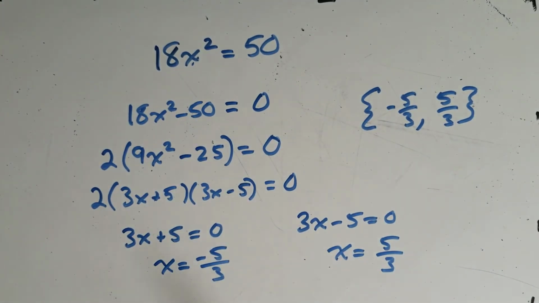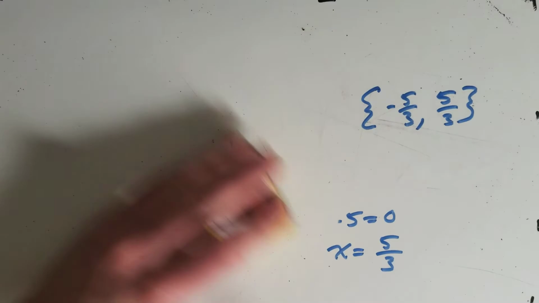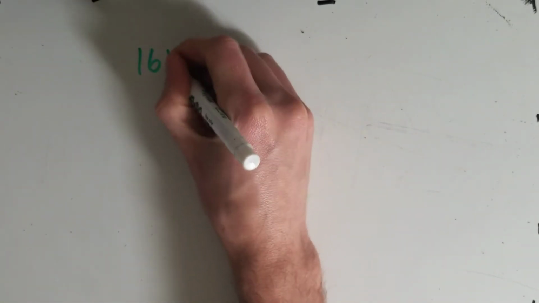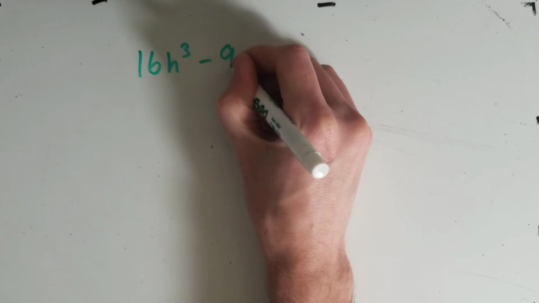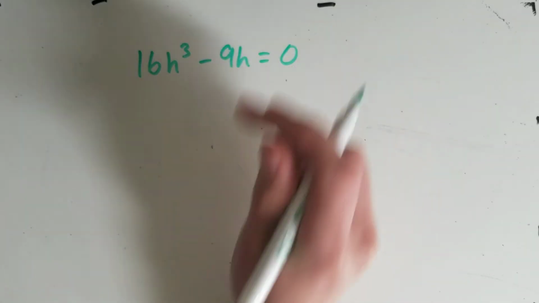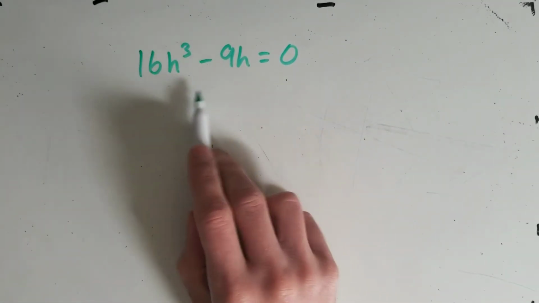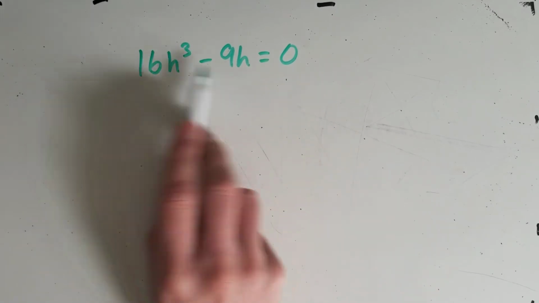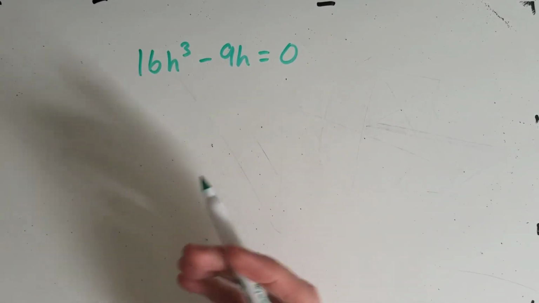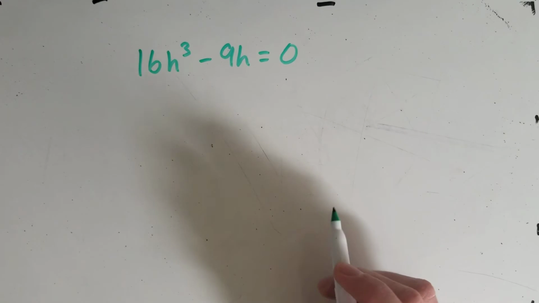Let's look at our next one. Our next equation, we have 16h to the third minus 9h is equal to 0. So we're close. We're equal to 0 already. We just have to see if we can factor things over here, turn it into multiplication of polynomials.